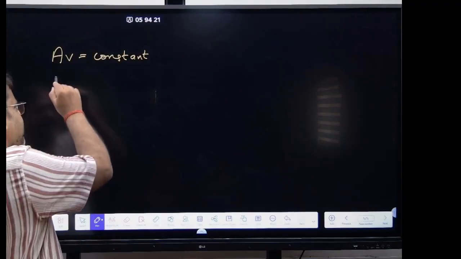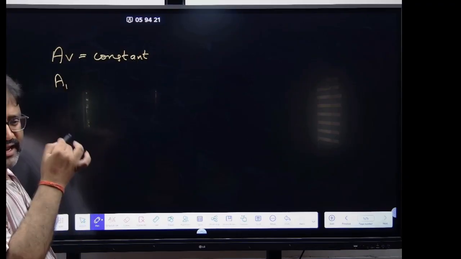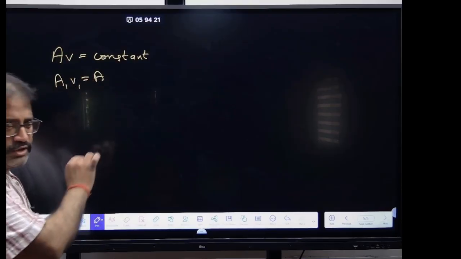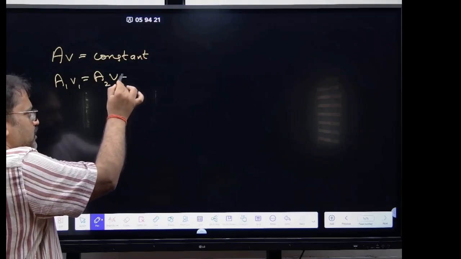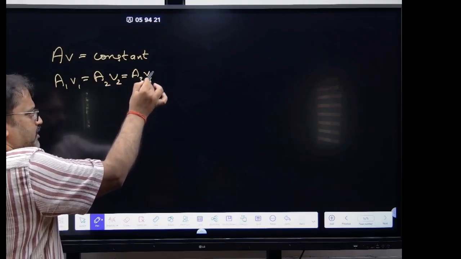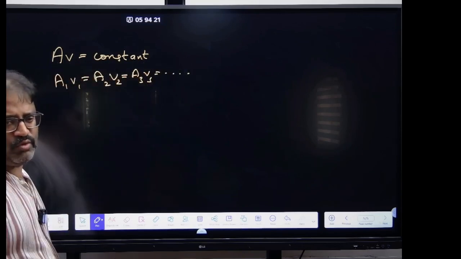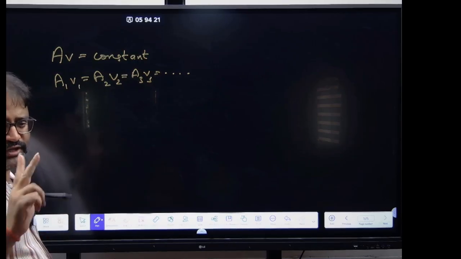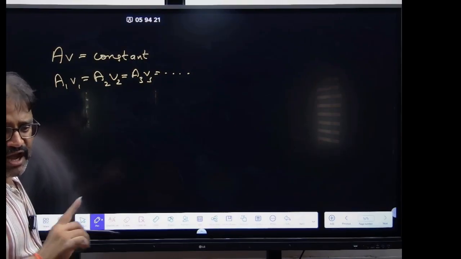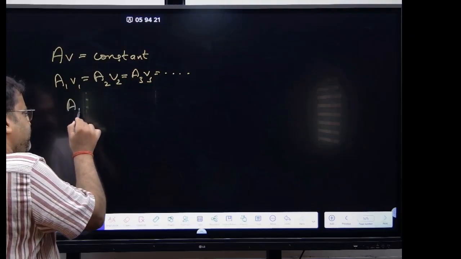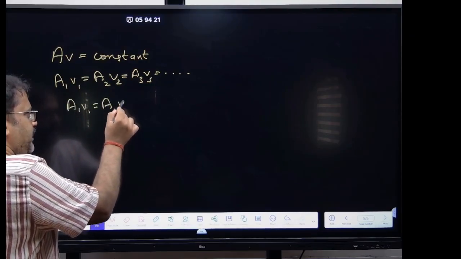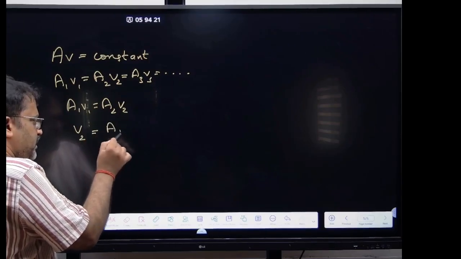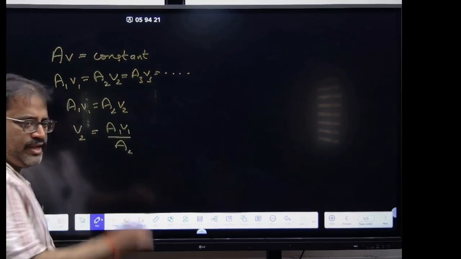It simply means that I can replace A by A1, I can replace V by V1, and I can make it equal to A2 V2 equal to A3 V3 equal to dot dot dot, how many times you want, AN VN. But see the problem, he is asking us only 2 because he has given 2 areas. So therefore, I can take A1 V1 equal to A2 V2. So therefore V2 is equal to A1 V1 divided by A2.